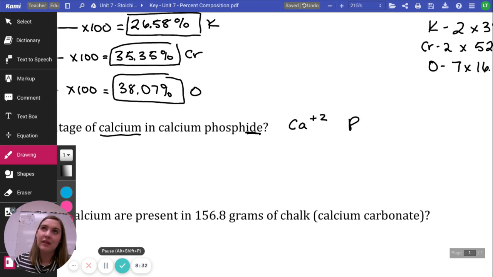So that is P, and phosphorus is in group 15, so it has a -3 charge. So when we swap, drop, reduce, we end up with Ca3P2. Okay, our next step is to find the total molar mass of our compound.